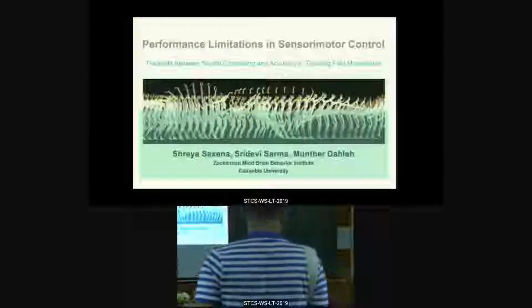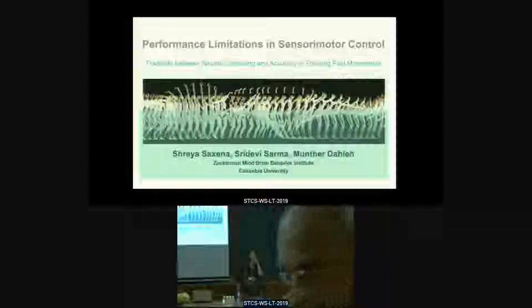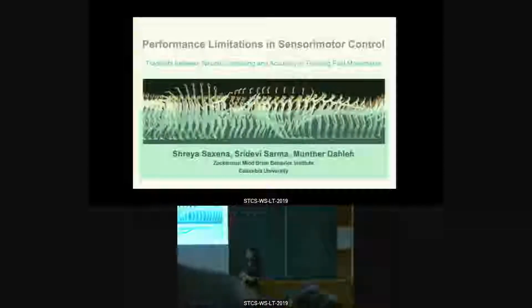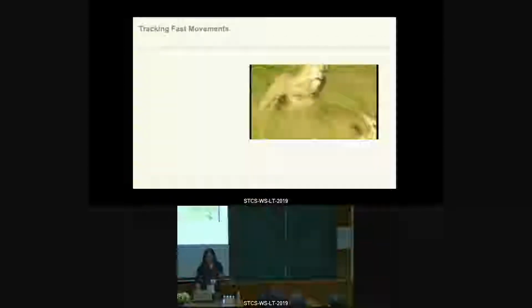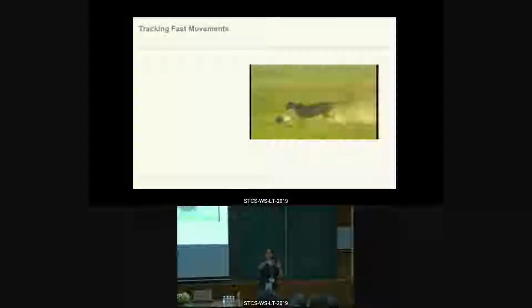Okay, all right, so performance limitations. This is going to be about using another phenomenological type of model to try to quantify trade-offs between neural computing and accuracy when it comes to tracking fast movements. When you think about tracking fast movements in particular, this is a very valuable skill, and in the animal kingdom, it might even dictate your survival. Think of a predator chasing a prey, like a cheetah chasing a gazelle. What does the cheetah have to do? It has to track a very fast-moving object that's zigzagging right and left.